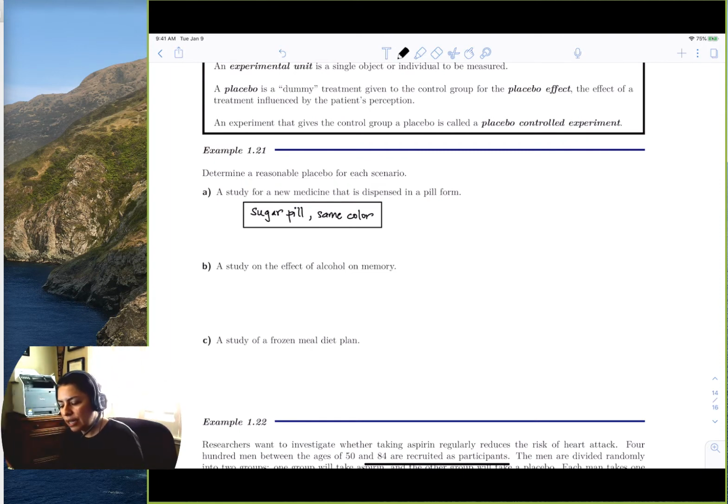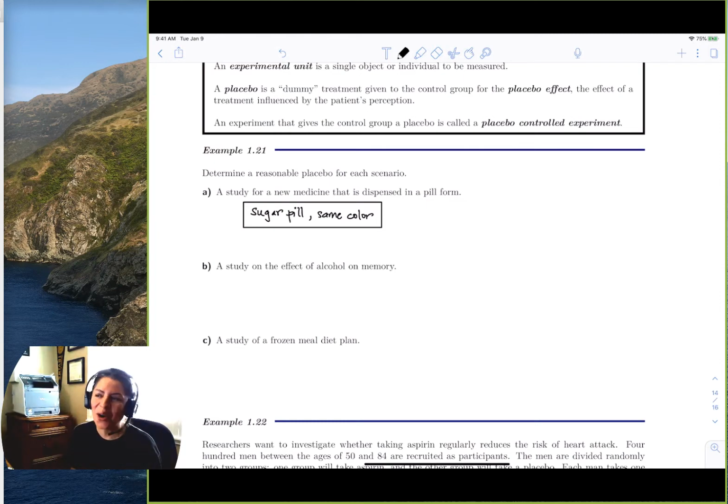How about a study on the effect of alcohol on memory? So you would give one group alcohol, right? Because then you're going to probably do some memory exercises. But to split them up to see if alcohol makes a difference in memory, you need a group what? That's right, to not have alcohol. But then how do you trick someone to think that they're taking alcohol? I know some of you know because you drink alcohol.